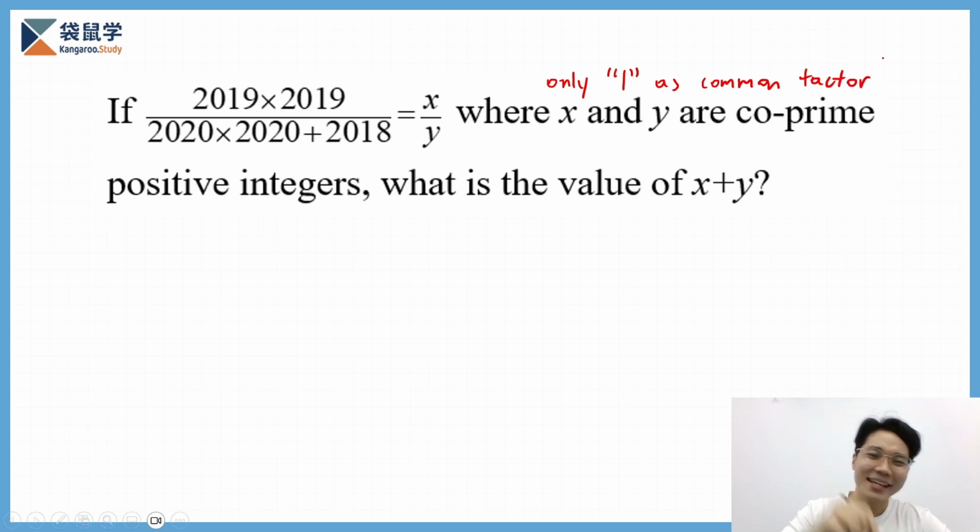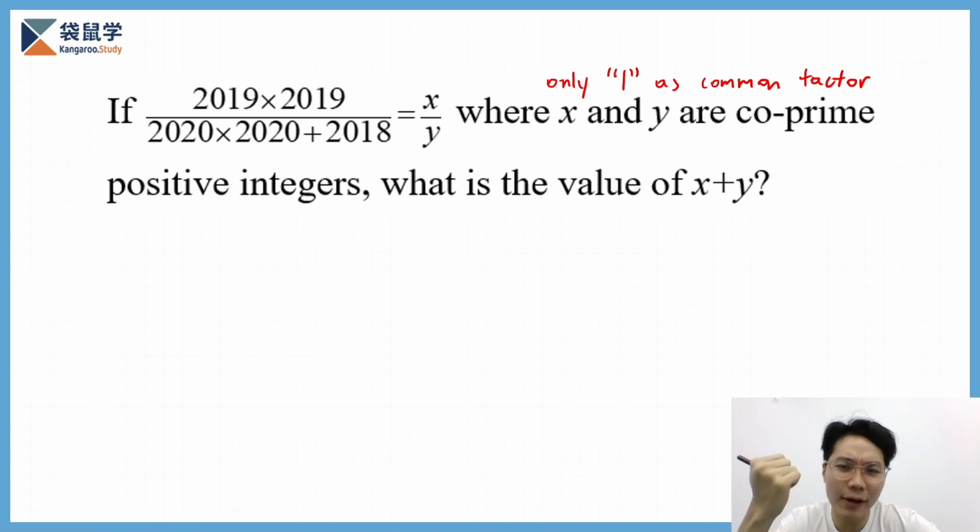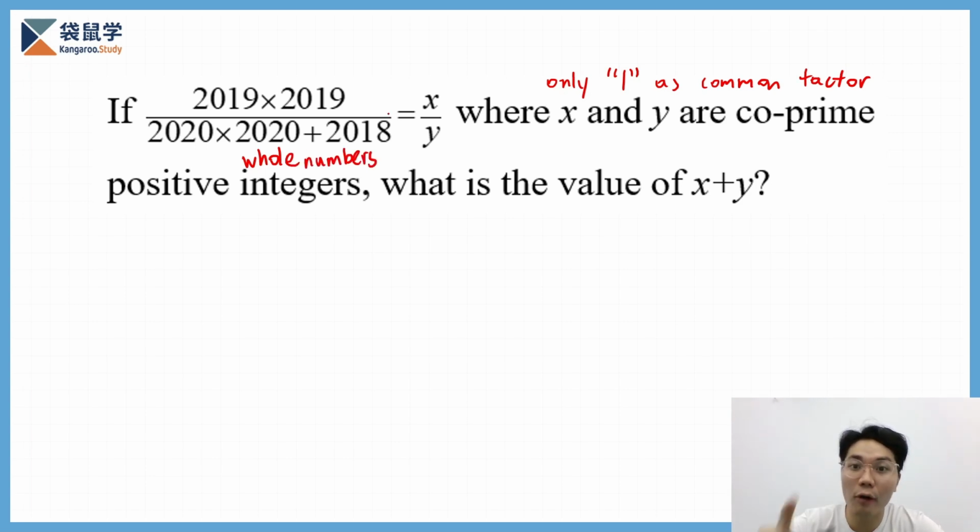What does this mean? It means that the fraction x over y cannot be divided by any other factors, which means that it is in its simplest form. And they are positive integers. Some of you are still not familiar with integers, right? These are whole numbers. And what is the value of x plus y is the question.